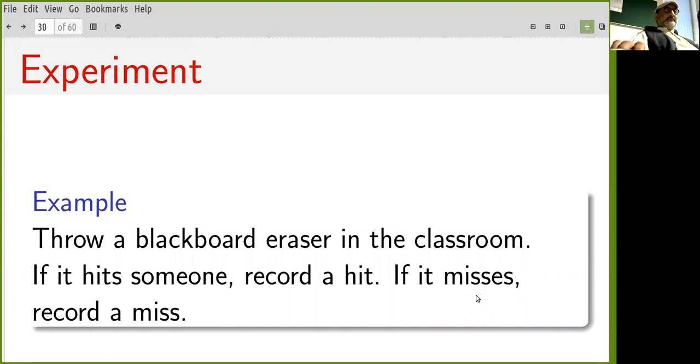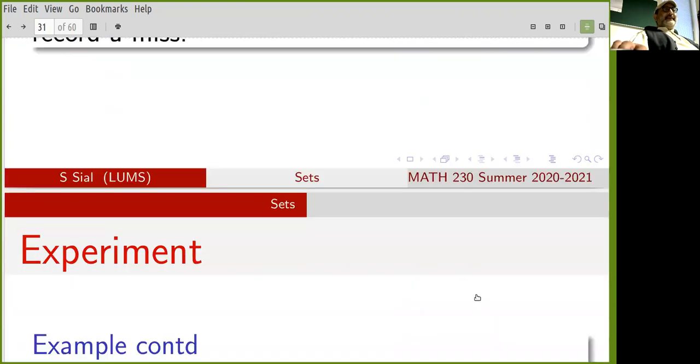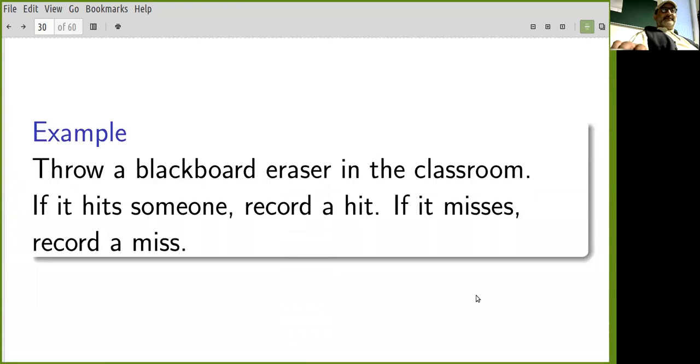Here's an experiment. Again, it's a thought experiment. We would never do this in real life. So you're in the classroom, the instructor throws a blackboard eraser. If it hits someone, record a hit. If it misses, it doesn't hit anyone, record a miss. That's an experiment. And it's probably random, right? You're not guaranteed always to hit exactly the same student.